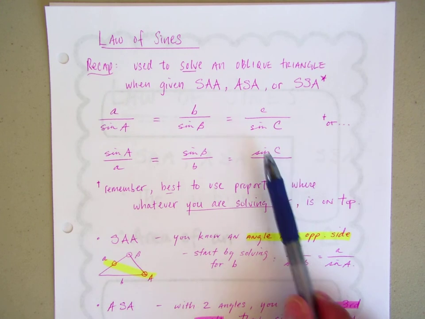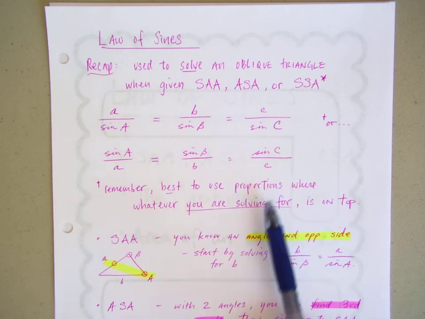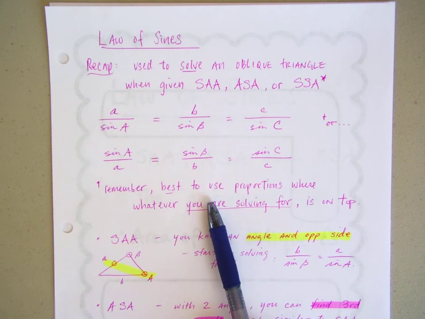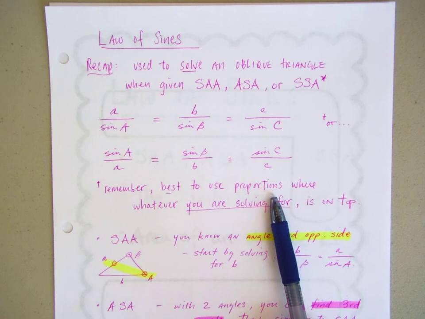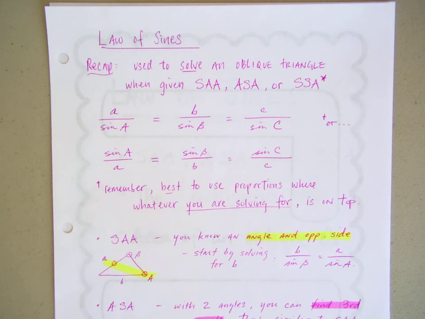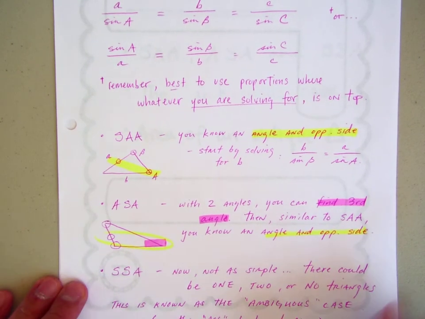The reason we want the difference is just for ease of use. Remember, it's easiest and best to solve proportions when whatever you want to solve for is on the top. It makes things algebraically easier, and it saves you about a step or two each time. Now, we can do this if we know side-angle-angle.